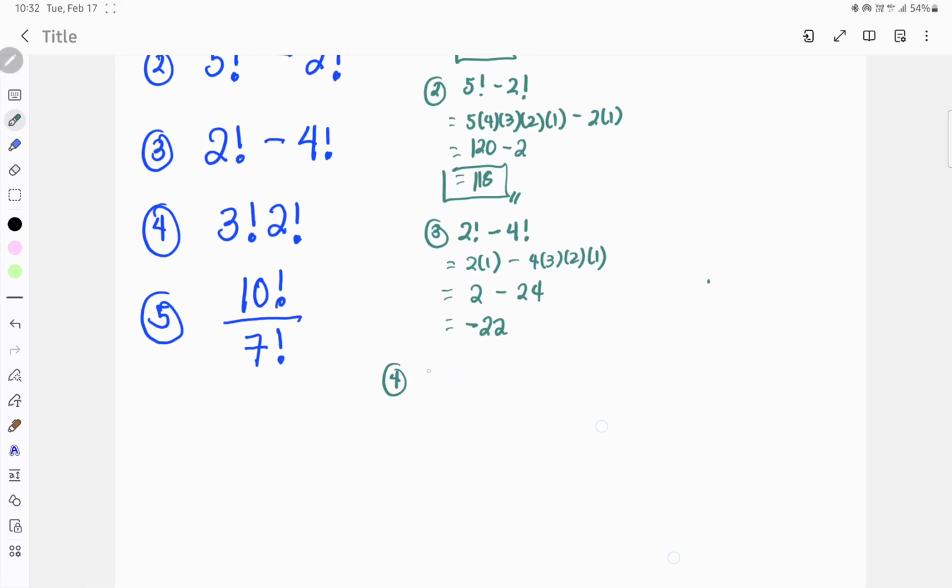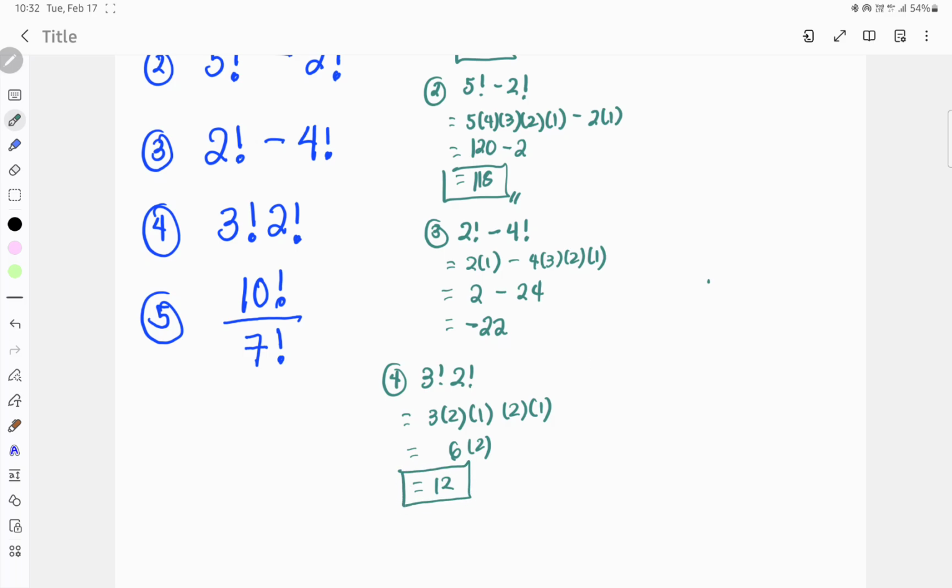In number 4, you have multiplication, 3 factorial times 2 factorial. So it's merely 3 times 2 times 1, and then 2 times 1. So we have 6 times 2. So the answer is 12.